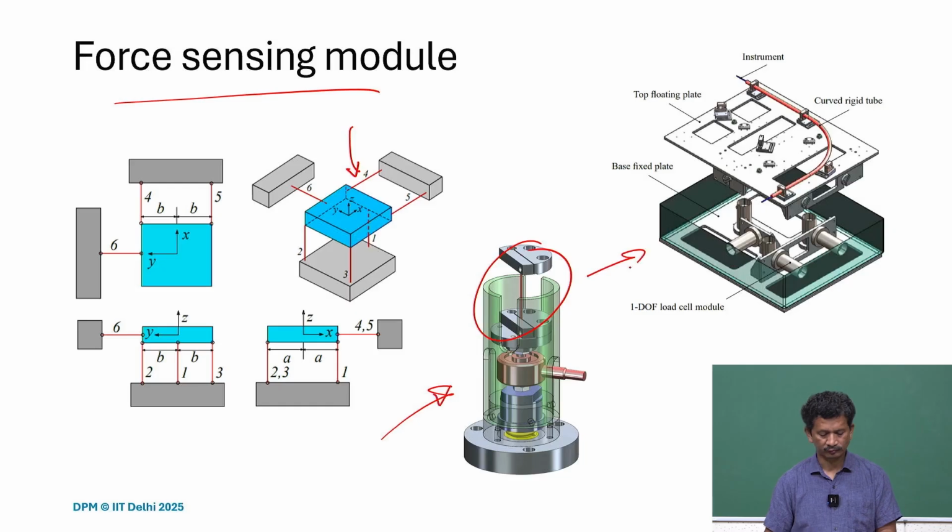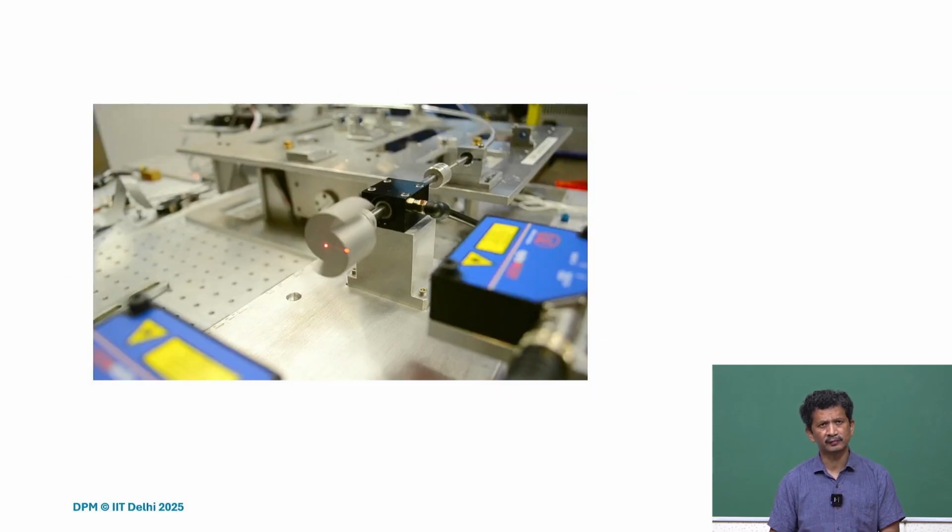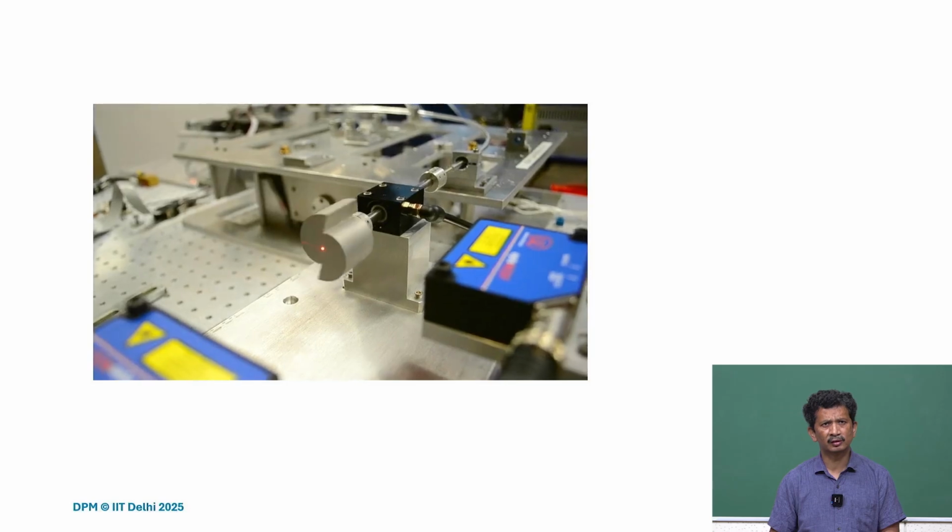So this is the setup. The force sensing module, this is the actuation module, and this is for the tip measurement. Again here, we wanted to have a non-contact type of measurement. What kind of method we use, we have discussed already. So I'm just trying to summarize, and this is how it looks.